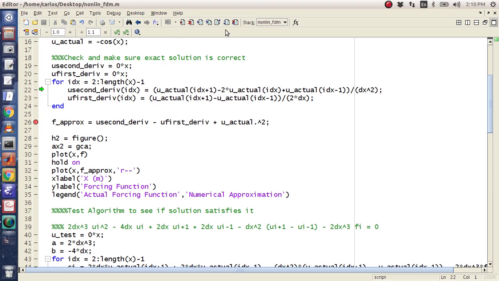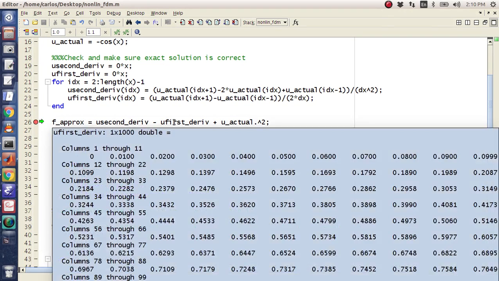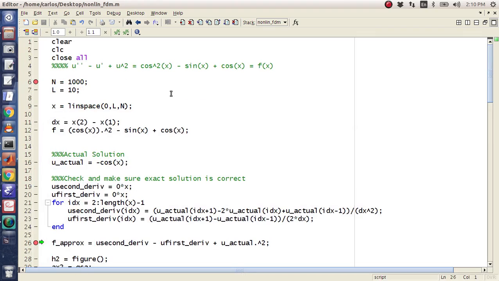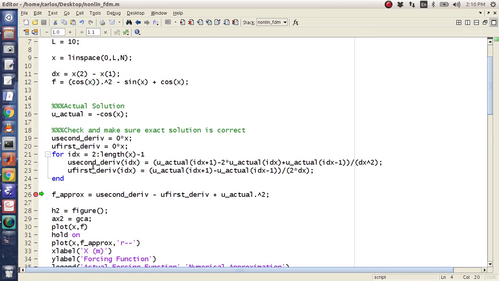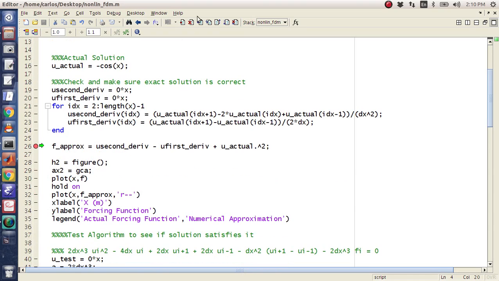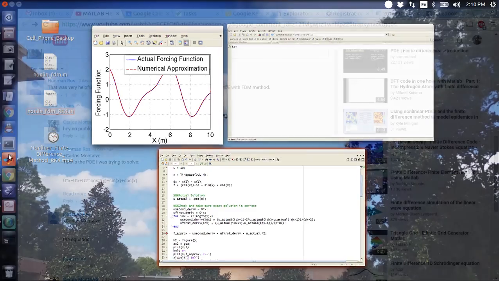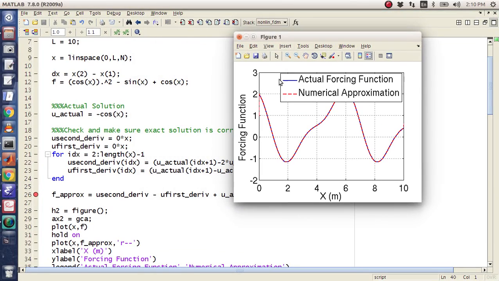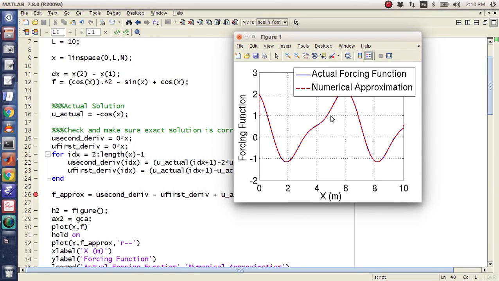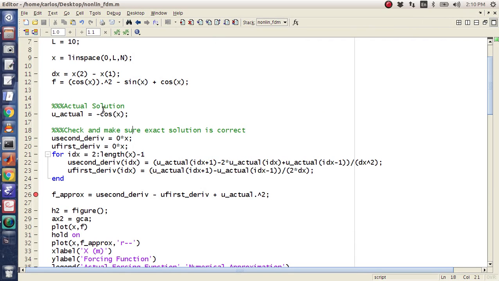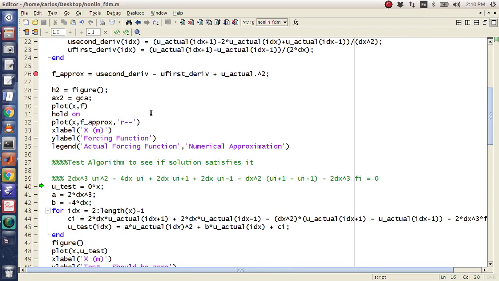So I'm going to put a debug point here, hit continue, and then the approximation to the function f is essentially the second derivative minus the first derivative plus u squared, which is just this equation here. And if this is the actual solution, this approximation should equal f. So then I plotted some stuff here, and so there should be a plot here. Boom. So you see that the two curves match up perfectly. So then that means that negative cosine x is correct.